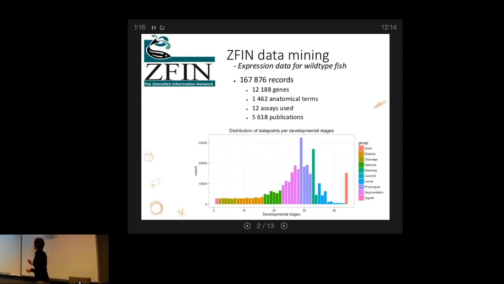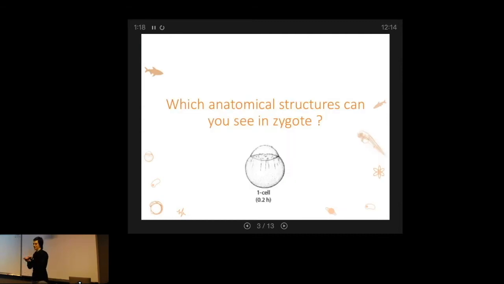And that's why I have this question which my wet lab colleagues, students, will be able to answer, and that is, which anatomical structures can you see in a zygote? Anyone?